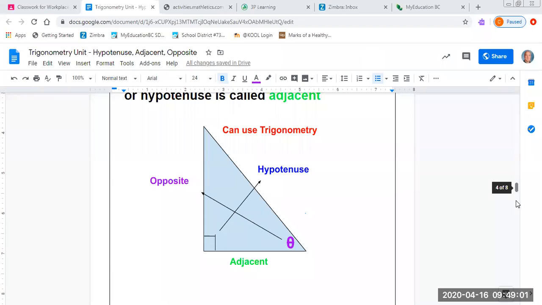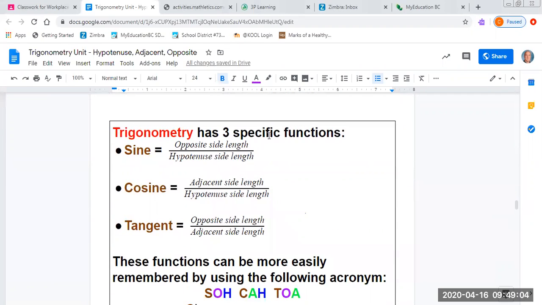So basically, in trigonometry, there are three specific functions, and you will see on your calculator sin or sine, cos or cosine, and tan, which is tangent. In essence, sine is the opposite side length divided by the hypotenuse side length, where the fraction line means divided by. Likewise, cosine is the adjacent side length divided by the hypotenuse side length. And tangent is the opposite side length divided by the adjacent side length.